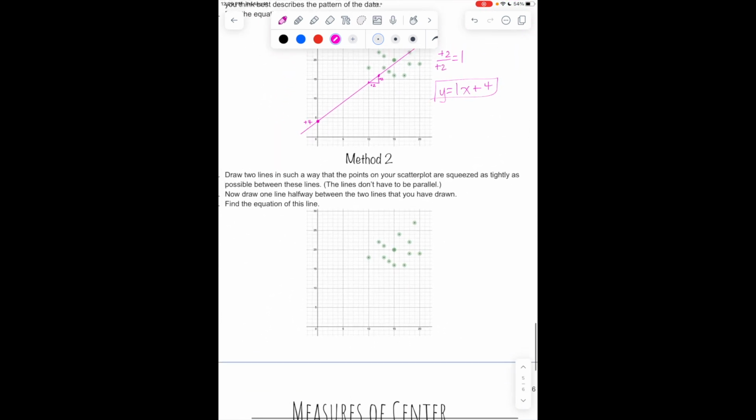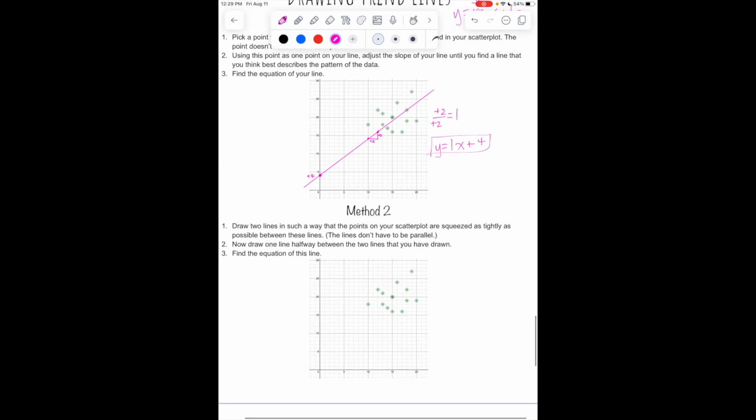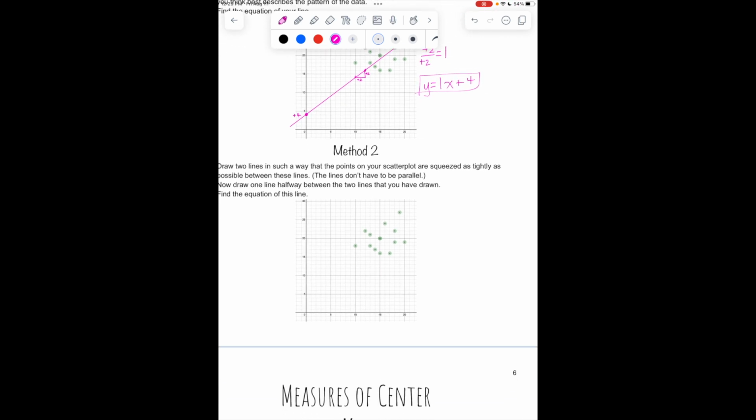The second one is that you're going to draw 2 lines in such a way that the points on your scatter plot are squeezed as tightly as possible between those lines. Those lines do not have to be parallel. Then you're going to draw a line halfway between the 2 lines that you've drawn and find the equation of that line. This data is exactly the same. We're going to see exactly how much of a variation you can get of those equations based on how you draw your trend lines.